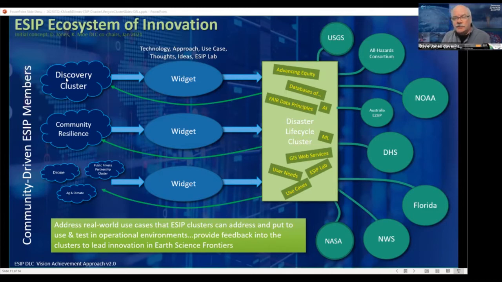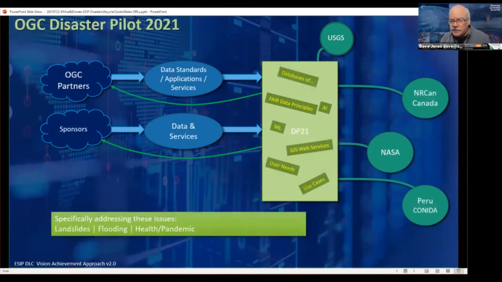So what I did is I took this diagram while Josh was talking and morphed it into the Disasters Pilot 2021. This is how you can think of it. You have OGC partners that are participating in the pilot. You have sponsors that are participating in the pilot and also giving us great feedback and direction. They may have data and services.